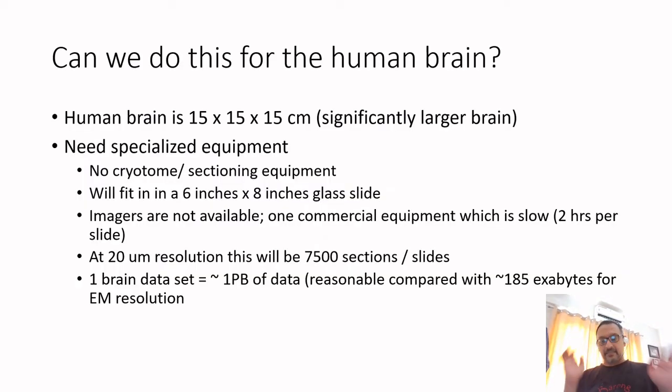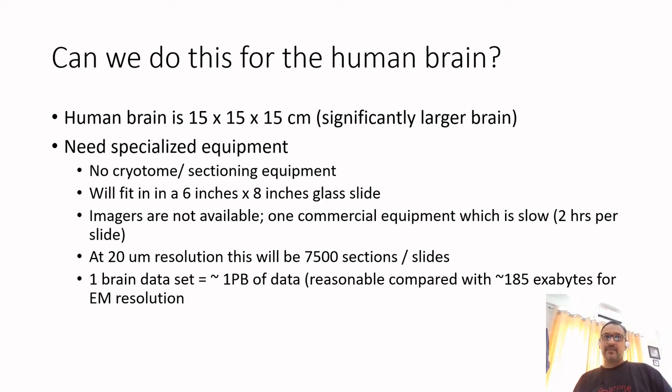Okay, now we have established this, right? So mesoscopic resolution is okay, but then comes the next question. We do this for a mouse brain, which is 1 centimeter by 1 centimeter, or let's say a cat brain, which is approximately 4 centimeter by 4 centimeter by 4 centimeter. Can you actually do this for a human brain, to study at half a micron per pixel resolution? Of course, the first problem we are going to have is that it is approximately 15 by 15 by 15, which is a significantly larger brain.